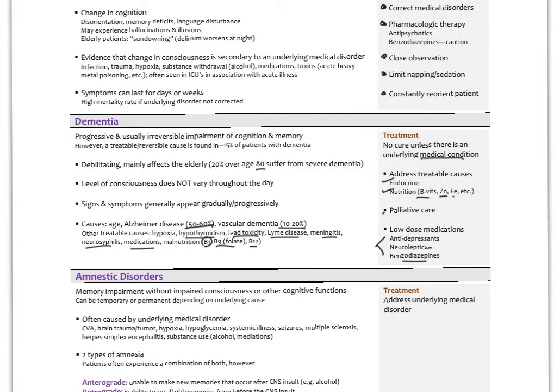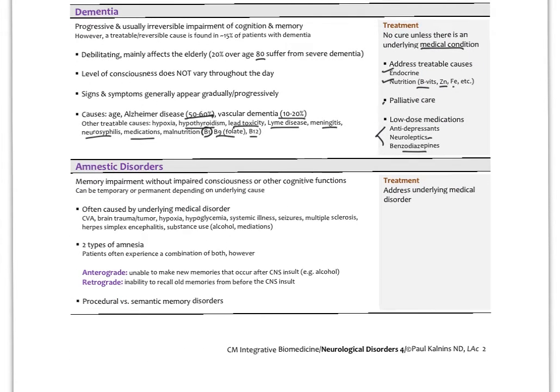So that's dementia. Problems causing changes in memory impairment without a loss of consciousness or other cognitive functions are called amnestic disorders, and they're usually caused by an underlying medical disorder, like history of strokes, brain trauma, tumor, very low blood sugar, systemic illnesses, seizure disorders, MS, encephalitis, substance abuse, alcohol, medication.